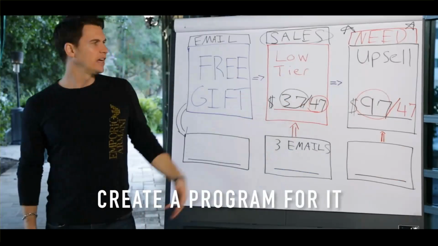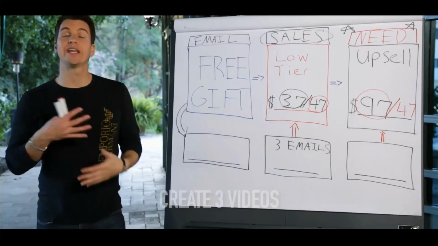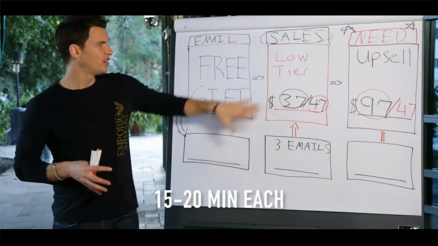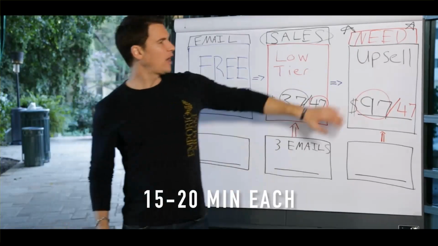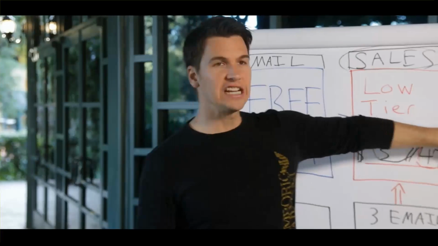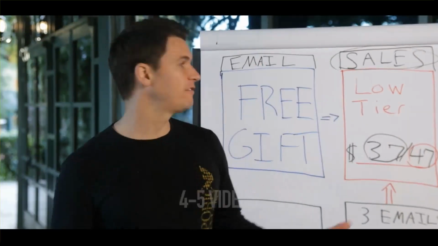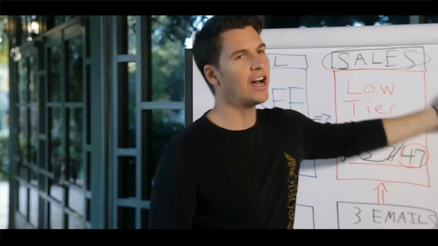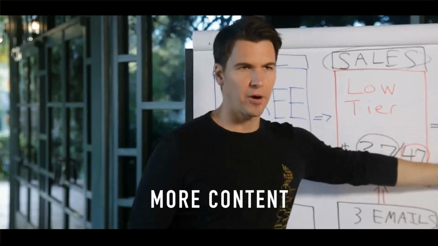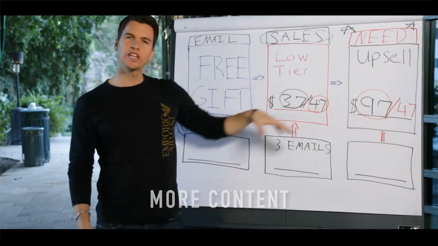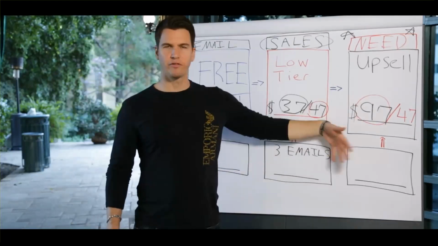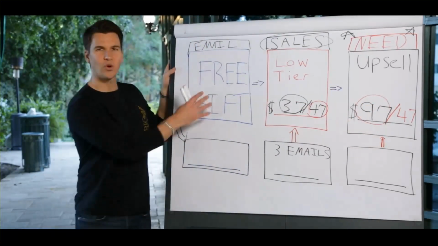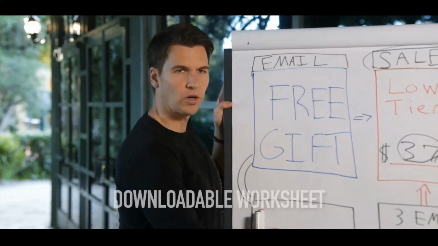And typically for us, for the low tier product, we create 3 videos, each maybe 15 to 20 minutes. And then the upsell product, $97, might be 4 or 5 videos, also 15 to 20 minutes each. More content in this one, a little bit higher priced, but that's it. So you really only have to create 3 20-minute videos and 4 15-minute videos, and your products are done. And for your free gift, it's just a downloadable worksheet.